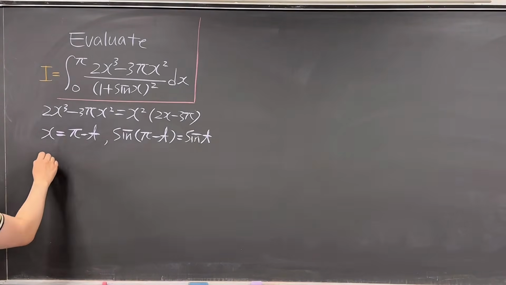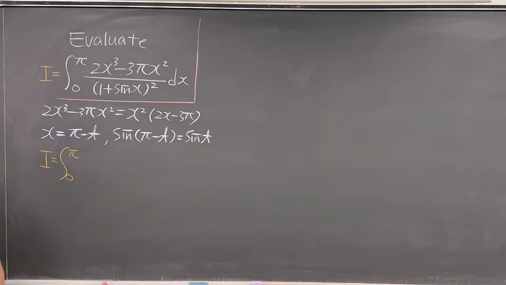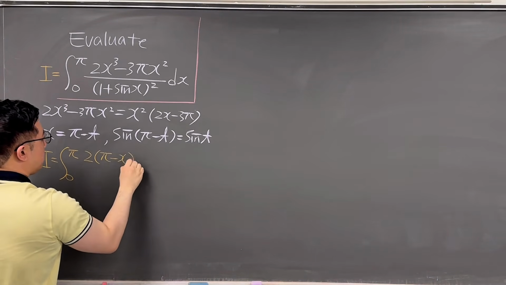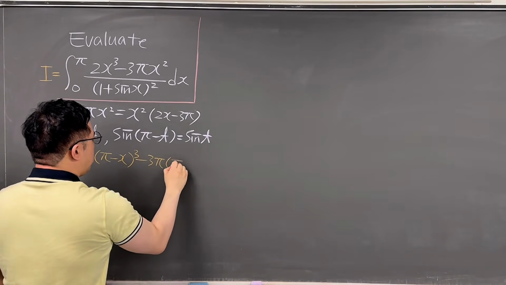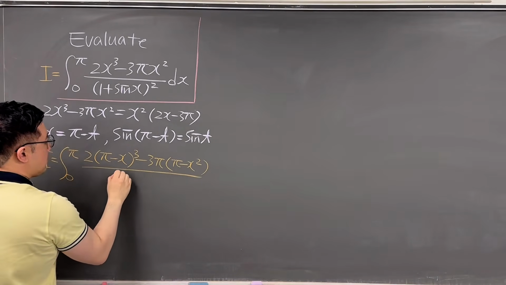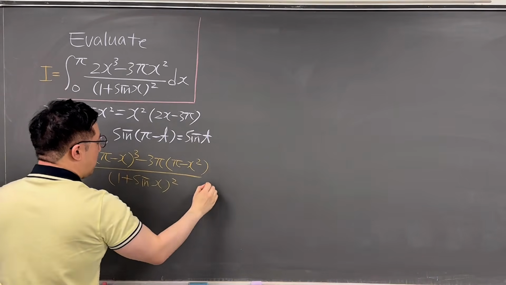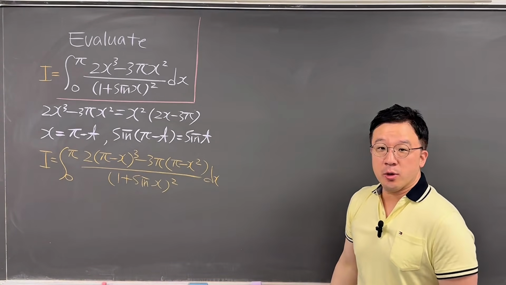And we can represent this I as the integral from 0 to pi of 2(pi minus x) cubed minus 3 pi times (pi minus x) squared, over the same denominator, (1 plus sine of x) squared, dx. I'm still using x as a variable just to keep the notation simple, right?